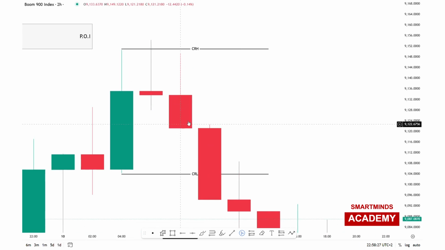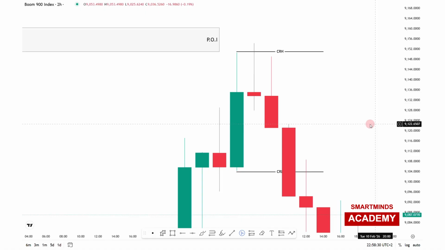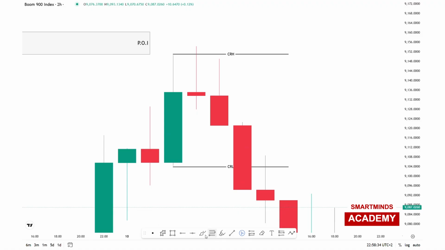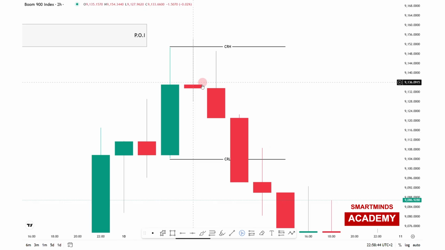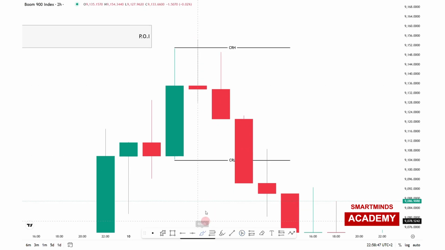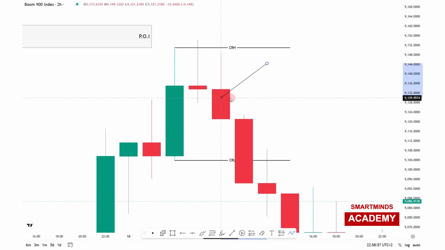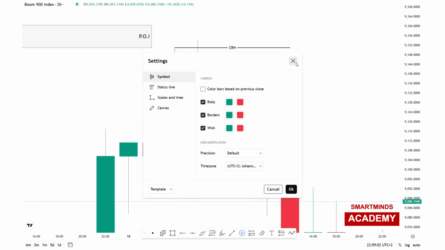Now from this candlestick, what are you supposed to look for? We are supposed to look for a fair value gap on this candlestick here. Now I'm on 2 hours because I know my point of interest is this candlestick, where I'm supposed to look for entries. So on this specific candlestick here, I'm supposed to be looking for entries. So you just mark it the right way. This is my entry candlestick.